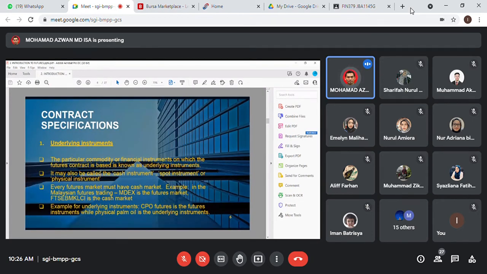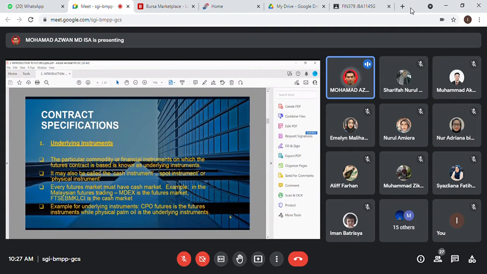Okay, and then we have also covered the contract specs. Of course, different futures instruments have different contract specs. Basically for this subject, we focus on four futures instruments only. We cover FCPO, FKLI, FKB3, and then we have FMG3.